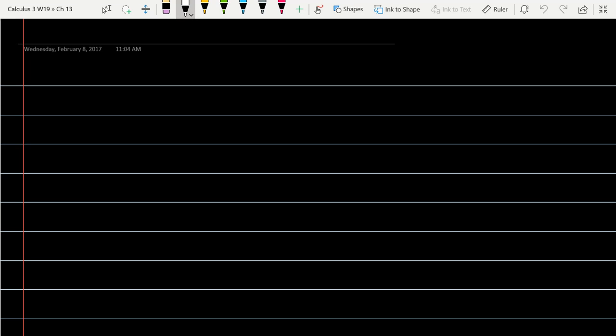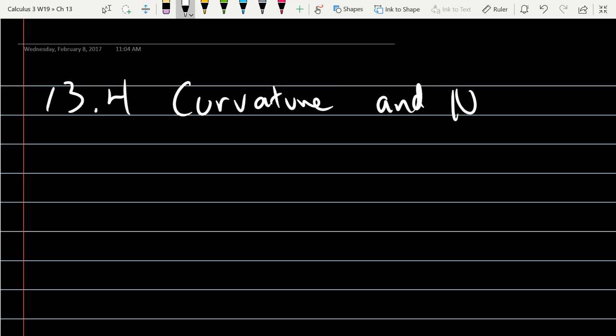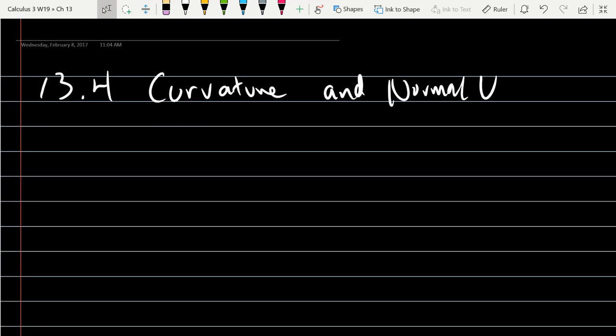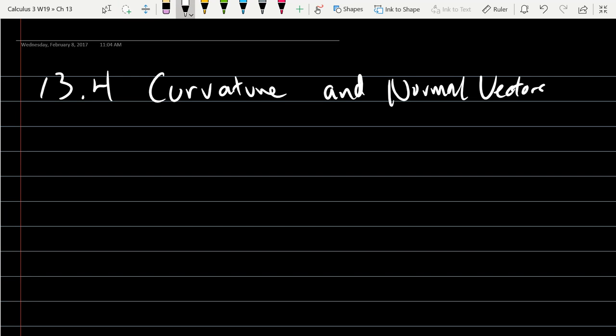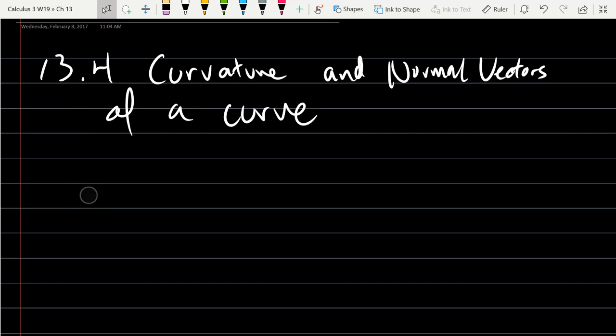So we're starting in with curvature and normal vectors of a curve. That's 13.4. So we're going to look at curvature first. To get curvature, we need unit speed.